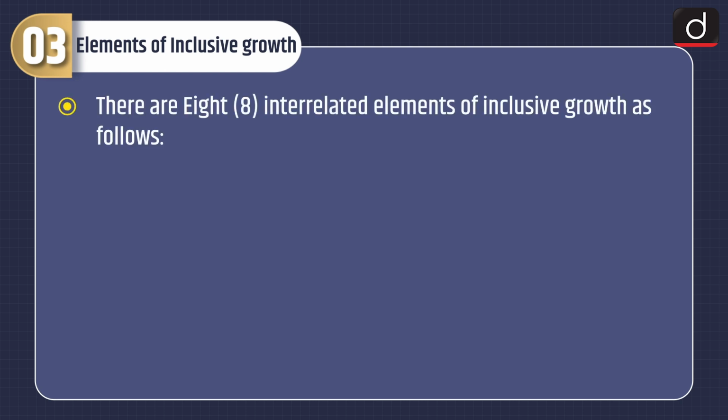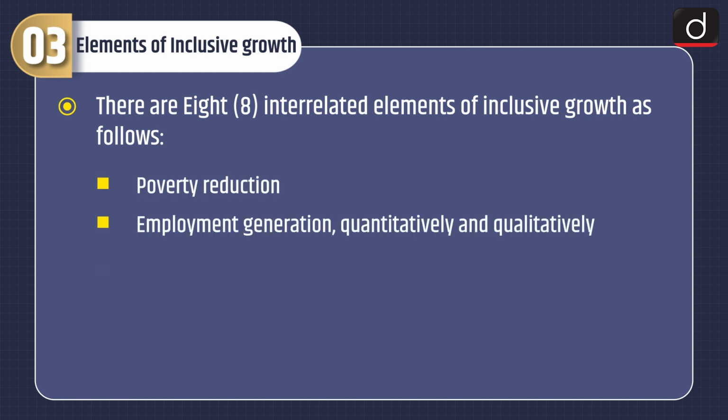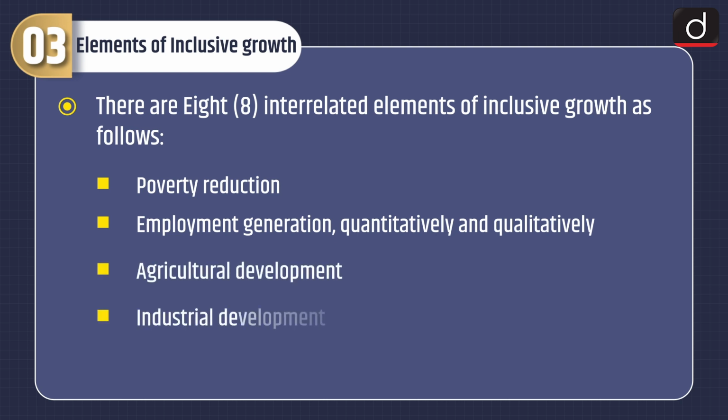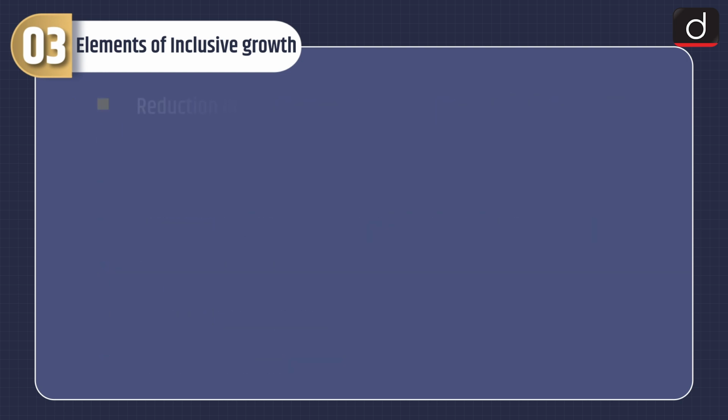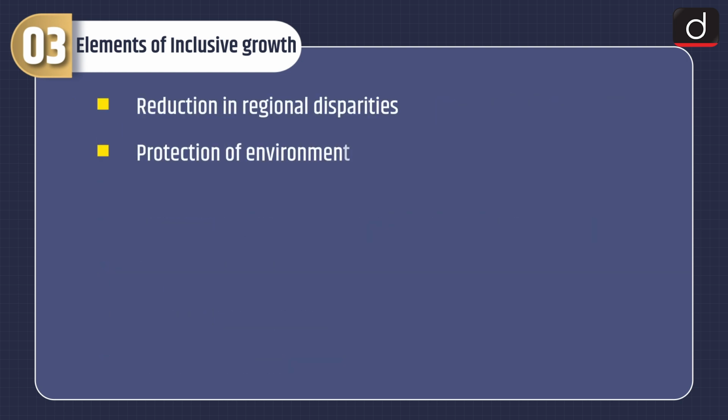Now moving on to elements of inclusive growth. There are 8 interrelated elements of inclusive growth as follows. Poverty reduction, employment generation quantitatively and qualitatively, agricultural development, industrial development, social sector development, reduction in regional disparities, protection of environment and equal distribution of income.